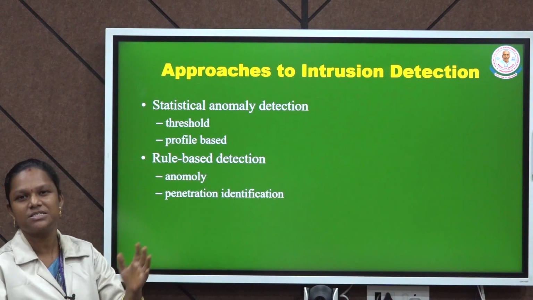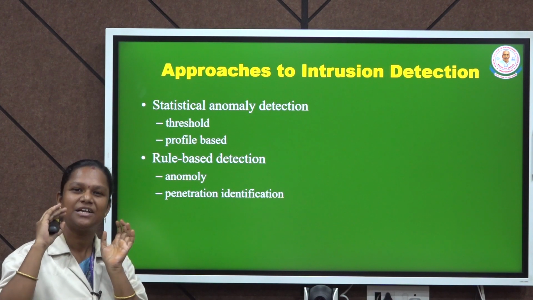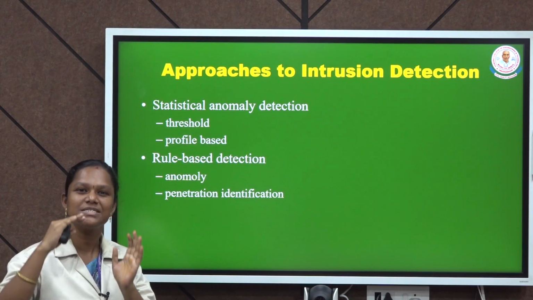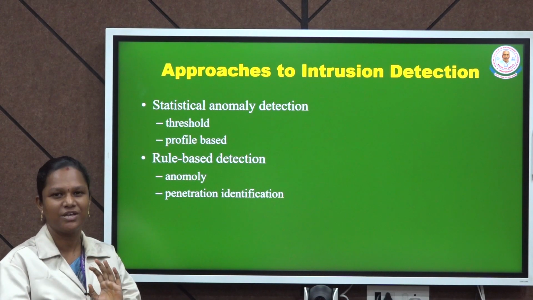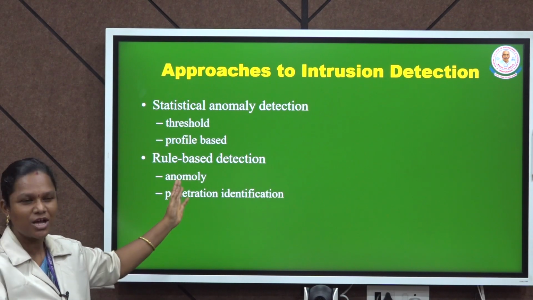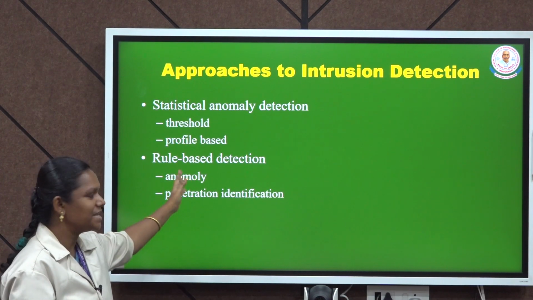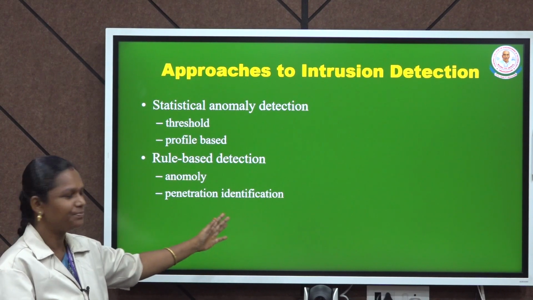Next one, rule based intrusion detection system. What is meant by rule based? We define a set of rules, and that set of rules is applied. It also finds suspicious activities or behavior. This is called the rule based intrusion detection system. It also has two techniques: rule based anomaly detection and rule based penetration identification.